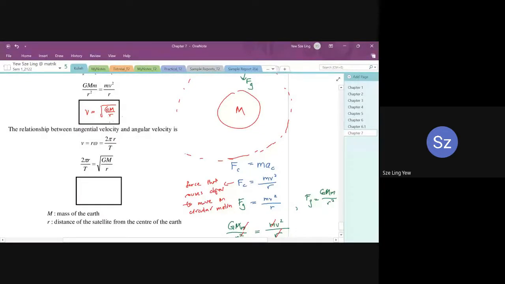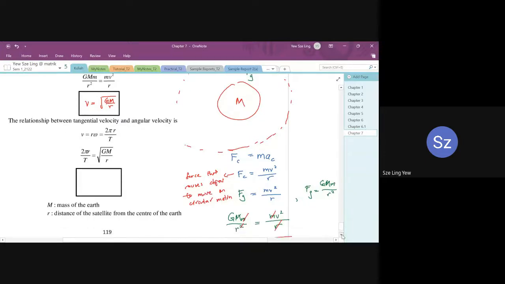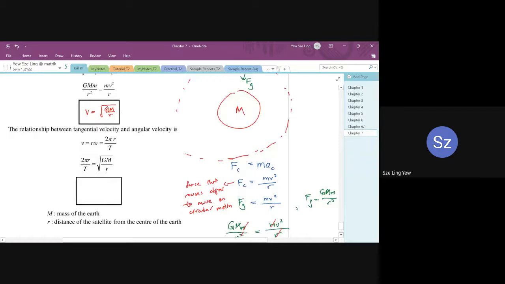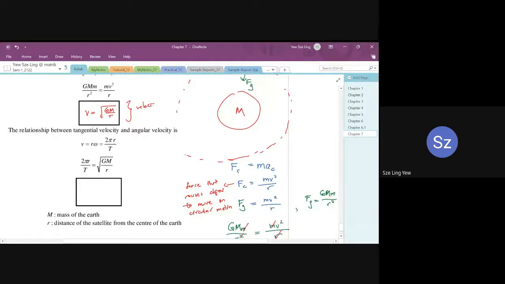So be careful, this is not escape velocity. Escape velocity is v equals square root of 2GM over r. This is just a normal velocity, the velocity for a satellite.